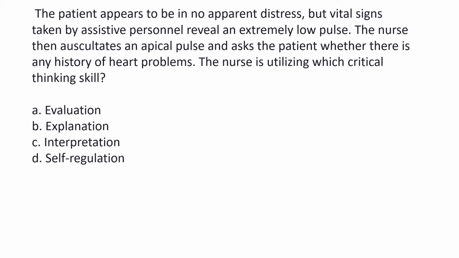The patient appears to be in no apparent distress, but vital signs taken by assistive personnel reveal an extremely low pulse. The nurse then auscultates an apical pulse and asks the patient whether there is any history of heart problems. The nurse is utilizing which critical thinking skill? A. Evaluation. B. Explanation. C. Interpretation. D. Self-regulation.